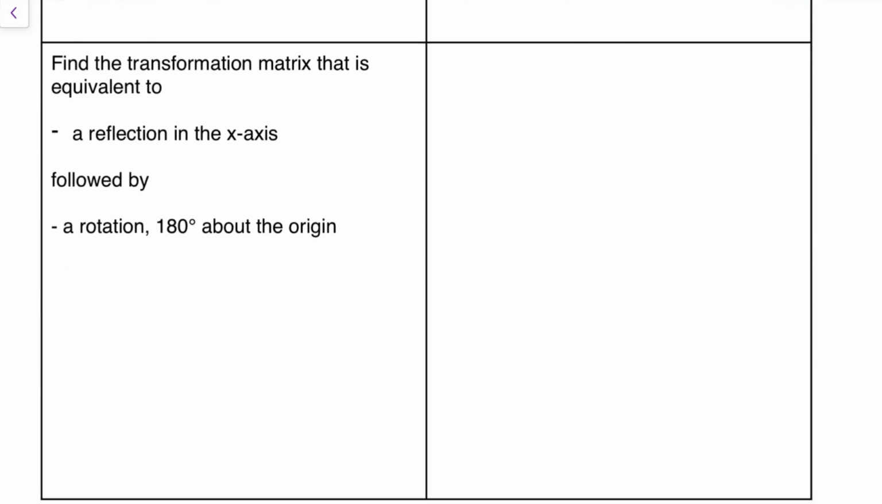Next question. Find the transformation matrix that is equivalent to a reflection in the x-axis. Right. Now, if I reflect in the x-axis, my 1, 0 in the x-axis remains 1, 0. So therefore 1, 0. My 0, 1 comes down here, so it's become 0, minus 1. So therefore that's the first one. Followed by, oh, that's clever.